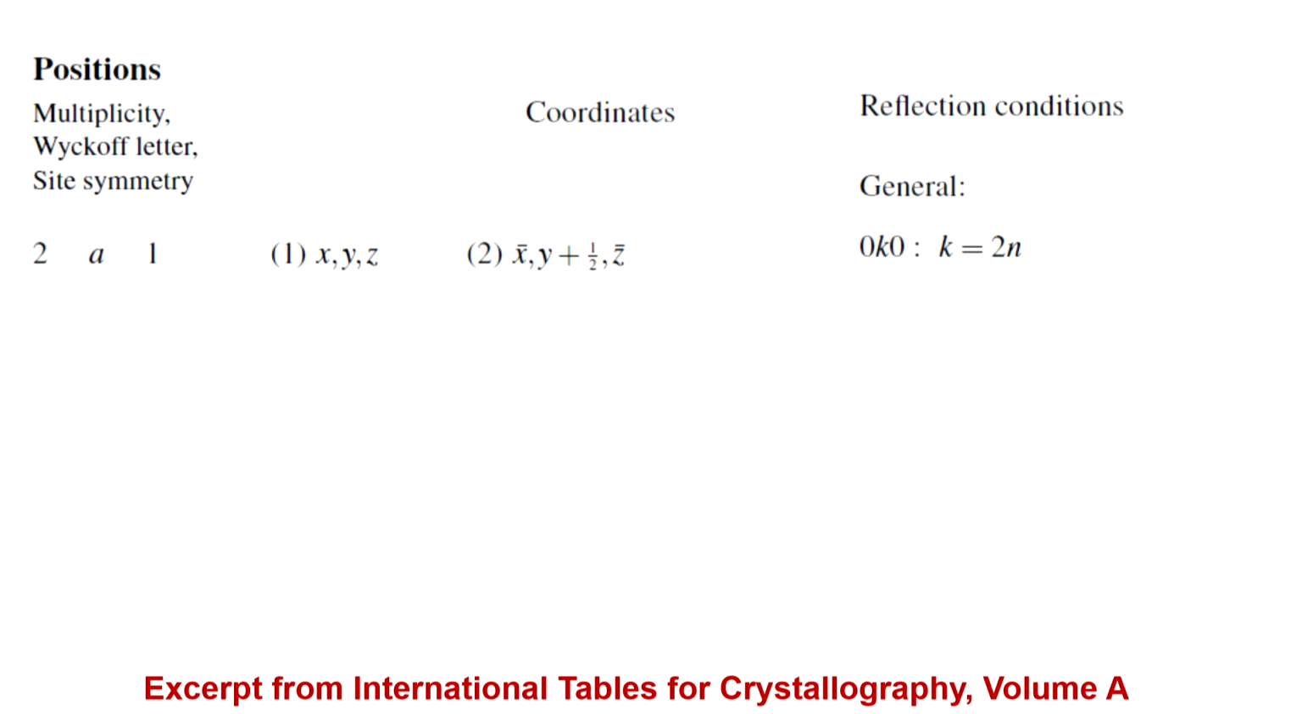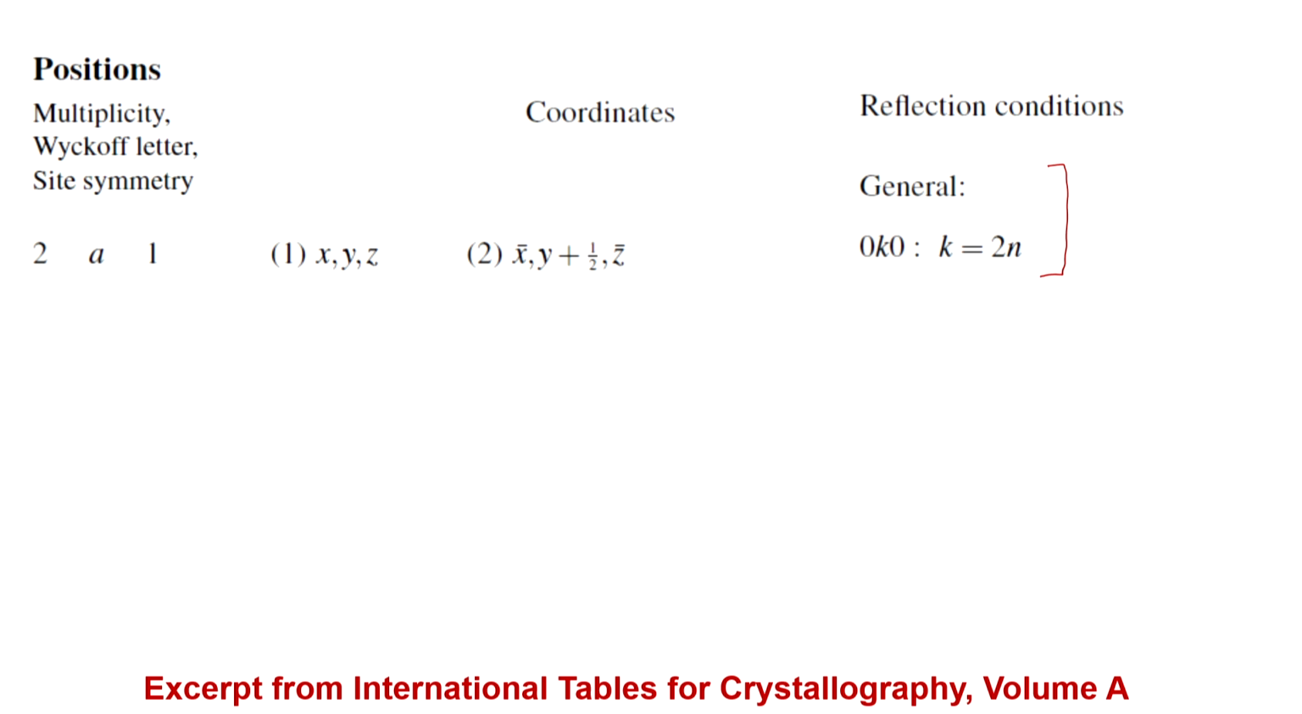Now, I want to look at this specific thing, the reflection conditions that are given along with this general position. Essentially, this is saying that a reflection from 0 k 0 will only occur when k is an even number, k is equal to 2n. Now, how does one get this? So, if I put an atom at a general position, the screw axis rotates and produces a second atom. So, I have essentially two atoms.